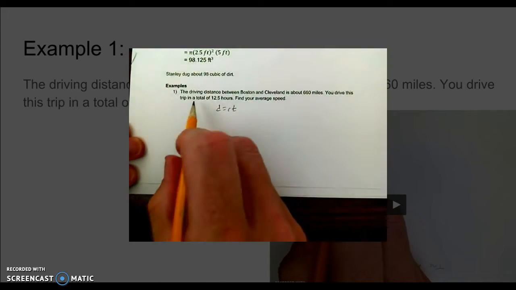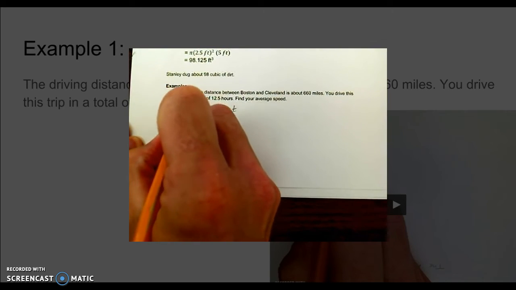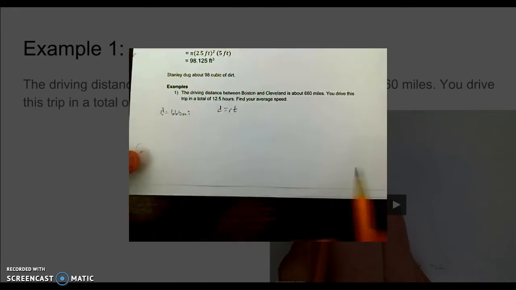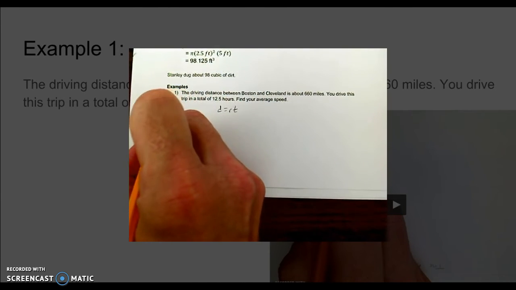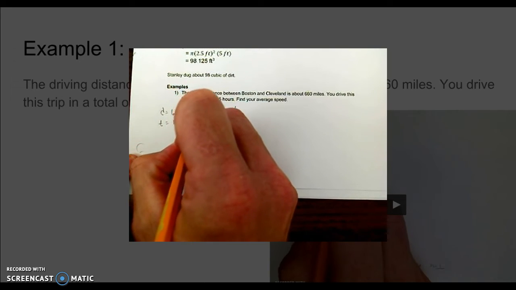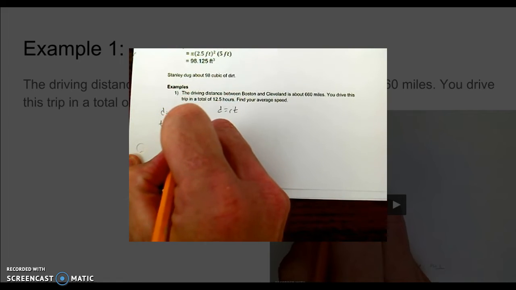So let's define our terms. Do we know the distance? Yes, it's 660 miles. Do we know anything else? Well, we know the time is 12.5 hours. And then the rate is the average speed.